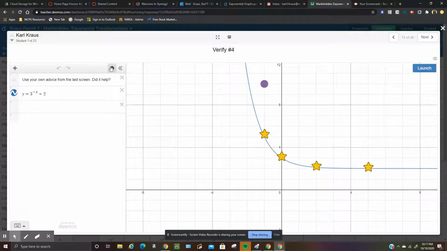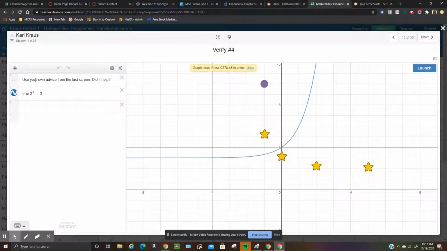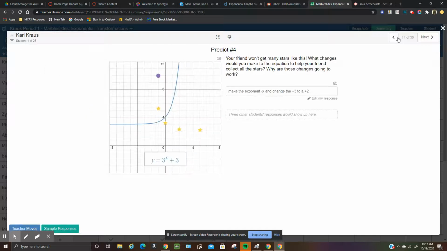And then 14. So if I want to, your phone won't give many stars like this. What changes would you make to the equation to help your friend collect all the stars? Why are those changes going to work?